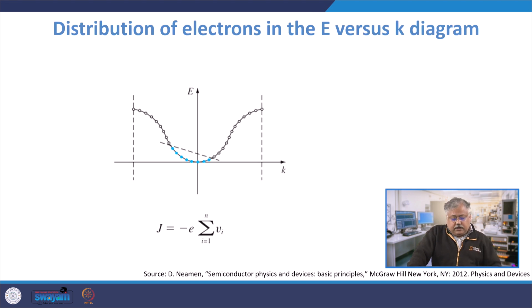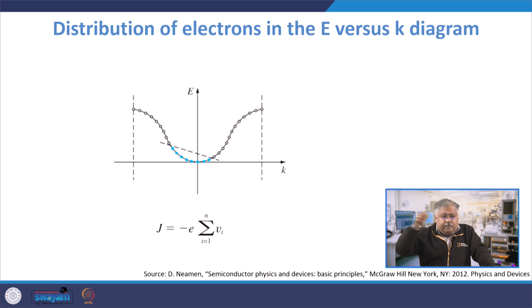So with this knowledge, let's look at how electrons are distributed in the E versus K diagram. Typically, what is shown in the graph here is that for positive K values you have a lesser number of free electrons available, whereas for negative K values you have a larger number of electrons available. This is known as asymmetry. In reality you might have this under certain conditions, but in normal conditions you will have equal probability of finding an electron at positive K as well as negative K, right? K is known as a wave number. Now, the drift current density J is given by minus q times the sum of the velocities from i equals 1 to i equals N.